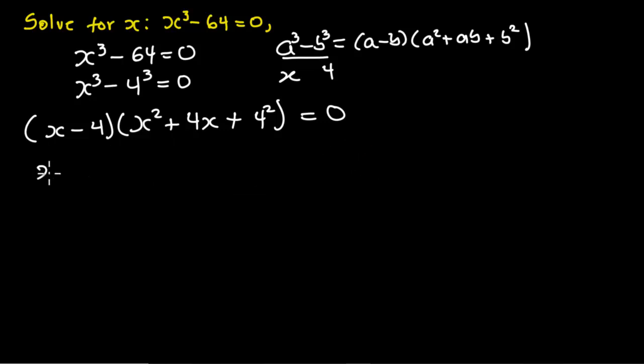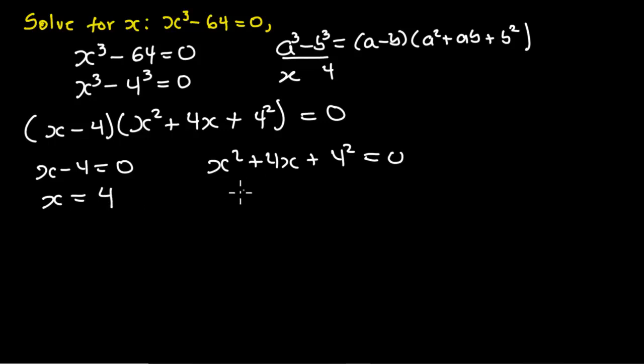Now we are going to have x minus 4 is equal to 0, and then we are also going to have x squared plus 4x plus 4 squared is equal to 0. So here we are going to have x equal to 4. Then over here we are going to have x squared plus 4x plus 16 is equal to 0. Now we have gotten one answer for x, so let us solve this one so that we also get the other answers.